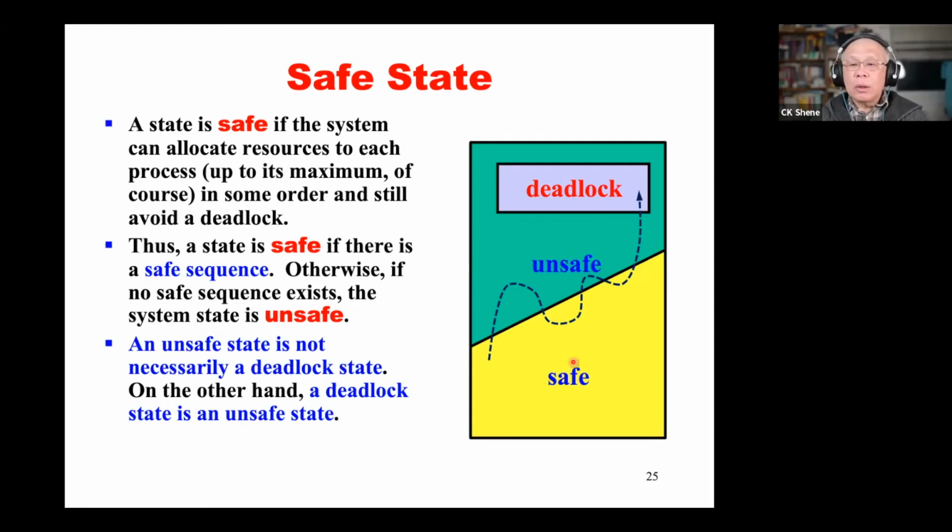So a deadlock avoidance algorithm simply runs the system and makes sure that the system is always in the safe state and never enters the unsafe state, let alone the deadlock state. So this is the meaning of safe state. Therefore, to avoid deadlock, one way to do that is we always make sure a safe sequence can be found.